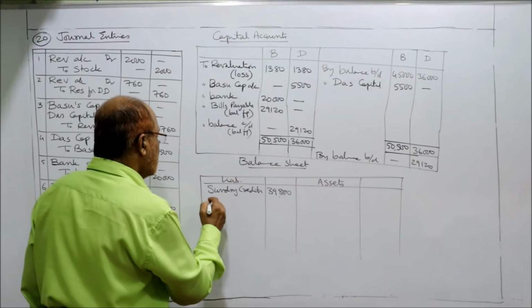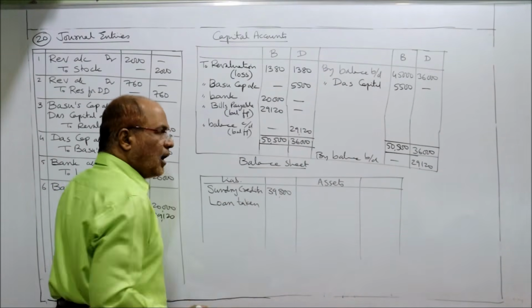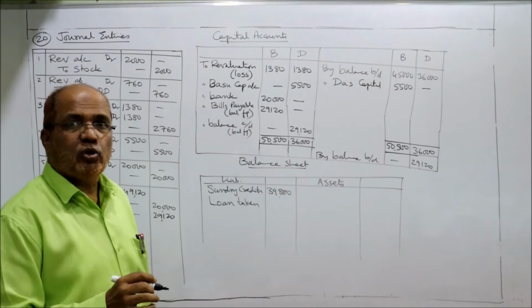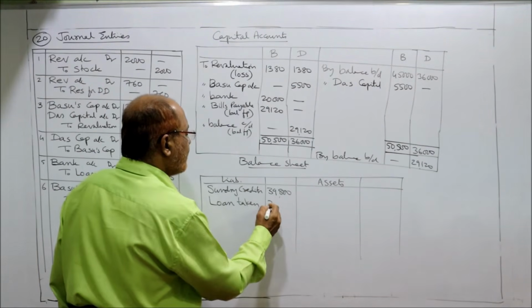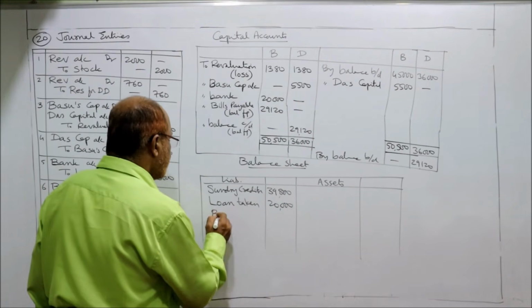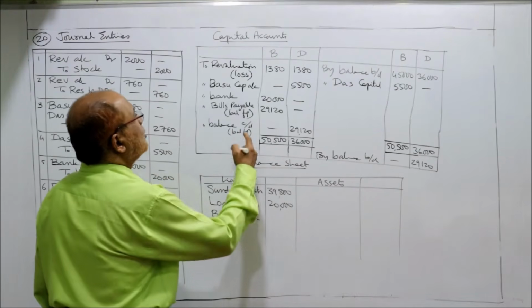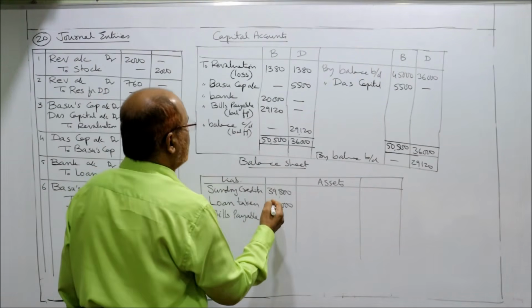Apart from that, two more liabilities. One liability is loan. Loan taken. How much loan is taken to pay the amount to Basu? 20,000 rupees loan. A liability is there. One more liability is bills payable. The bills payable to Basu is 29,120.